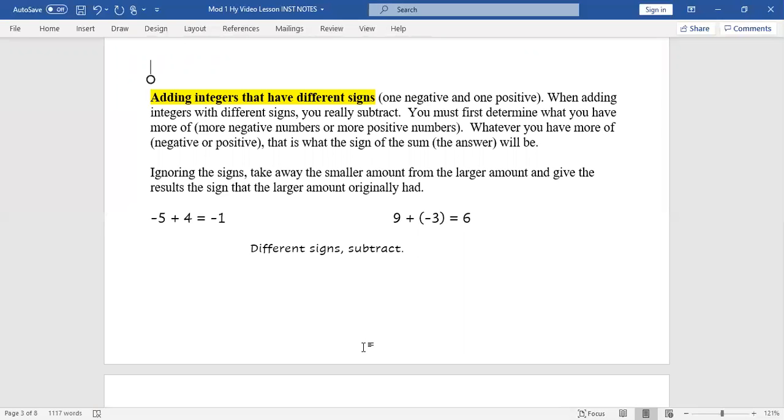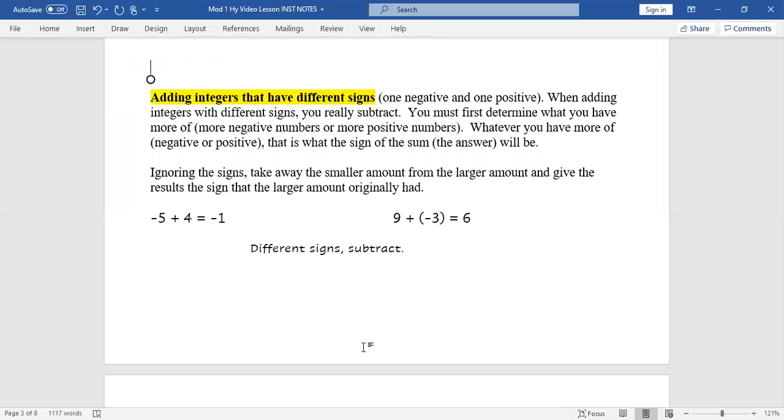So -5 plus 4 equals -1. Well, I have more negatives than I do positives. So I take the 5 minus the 4 and I get 1. And since the 5's original sign was negative, that 1 also gets the negative sign with it.